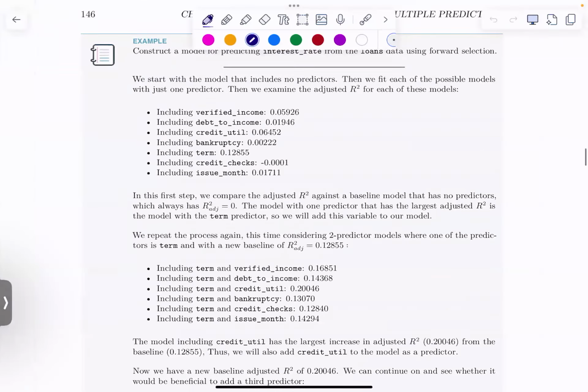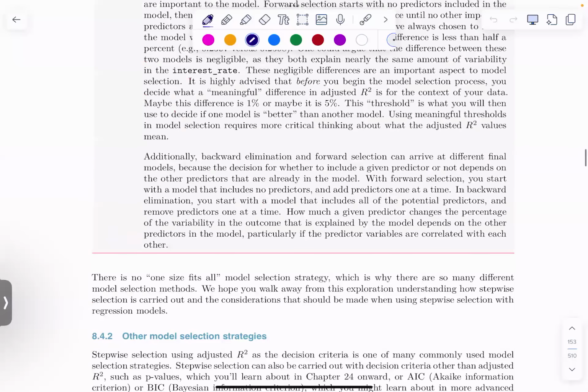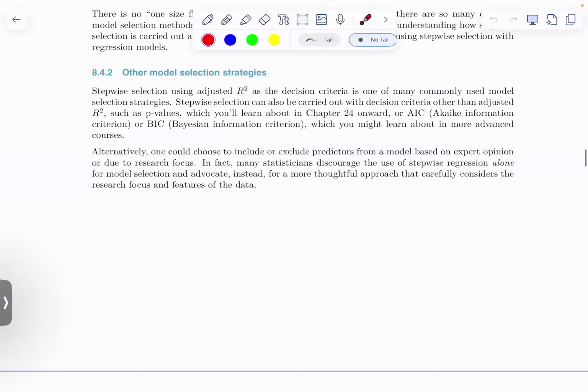Let me see. I feel like, ah, the BIC. It's the BIC, the Bayesian information criterion. I remember the AIC, the Akaike information criterion, but there are other ways that you could pick models. That's not for us.